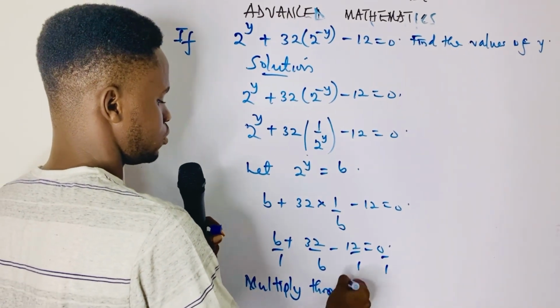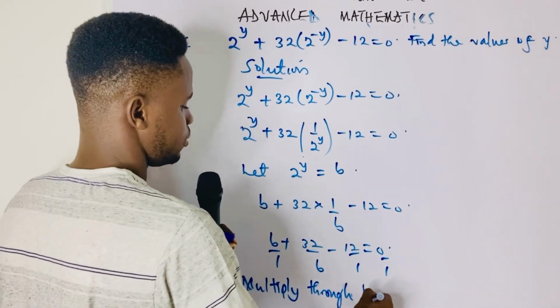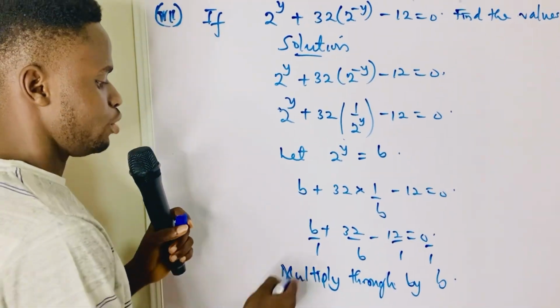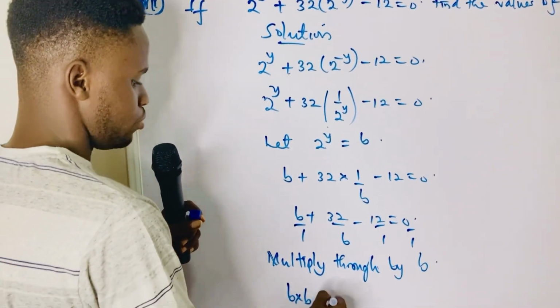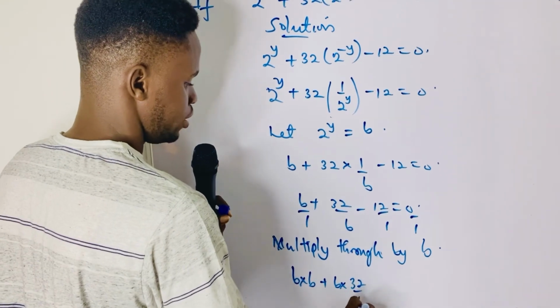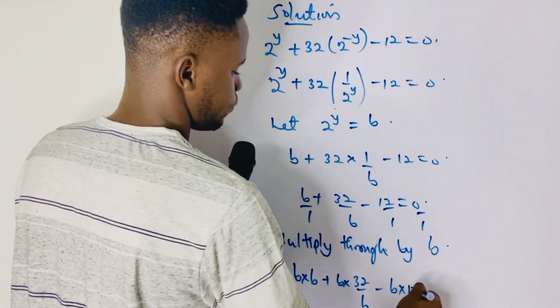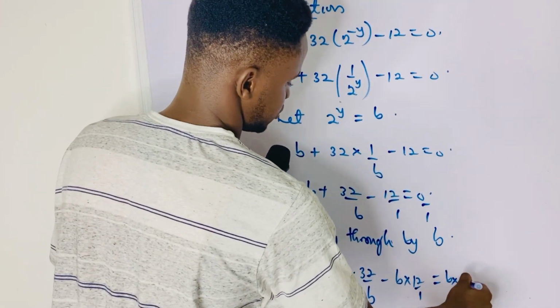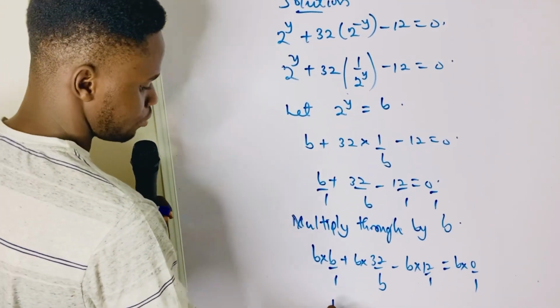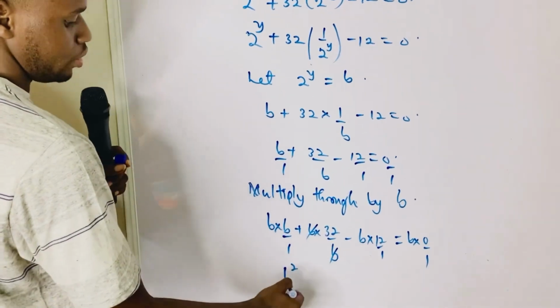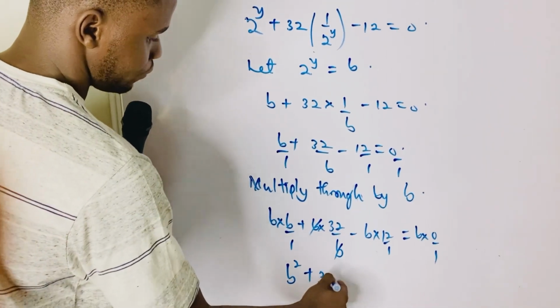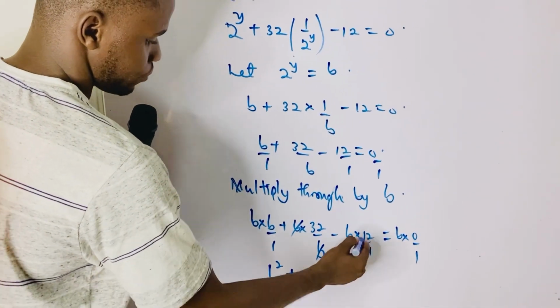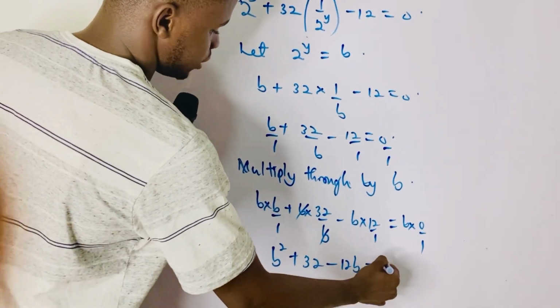So you multiply through by b. Let's multiply through by b. We're having b times b plus b times 32 over b minus b times 12 over 1 equals b times 0 over 1. So what's b times b? b squared. Here, b divides b, so we are left with plus 32, minus b times 12 becomes minus 12b, and b times 0 is 0.